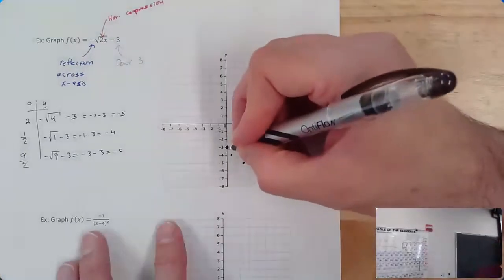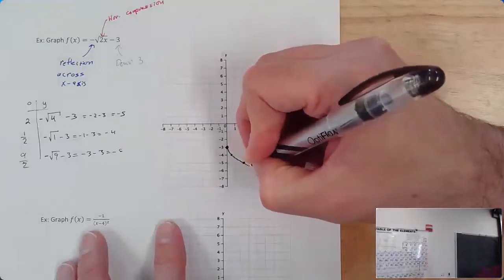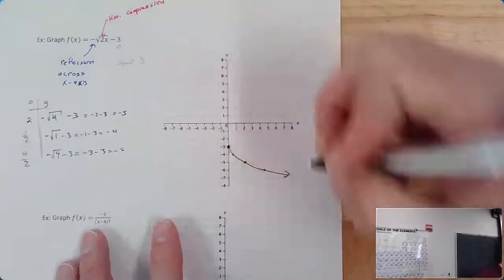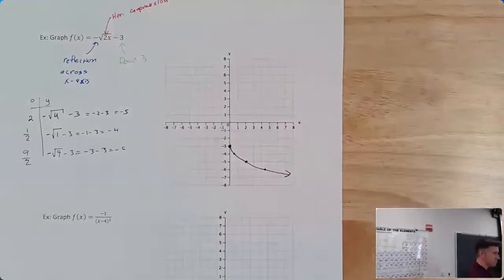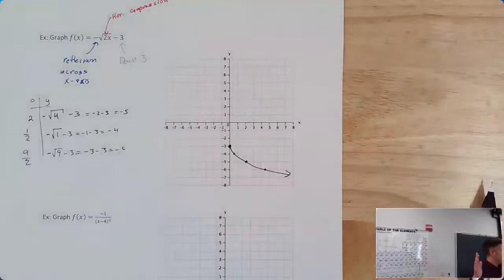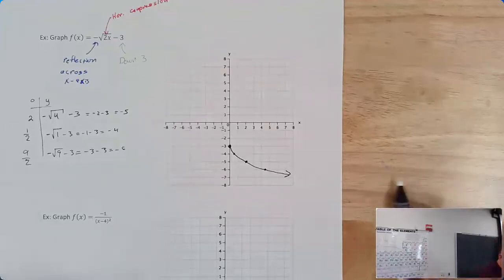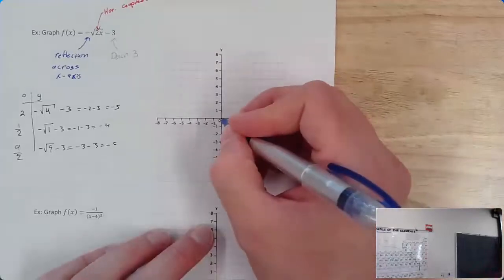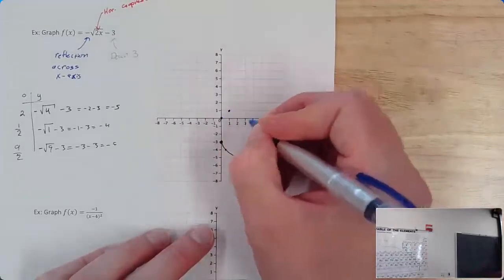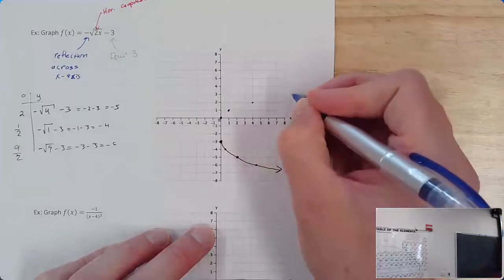And then I feel confident enough that I've got a pretty good idea of what this is going to look like. Something like that usual square root thing, but it's been modified a bit. It has been horizontally compressed, where my X values are half as big as they usually would have been. And then it's gotten flipped and shifted down by 3. Just to point out, let me show you a couple things. Here's what the original parent graph would have looked like. So here's my parent graph, usual 0, 0, 1, 1, 4, 2, 9, 3.